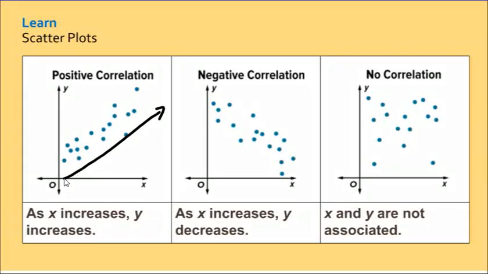Negative correlation means they are going down from left to right. So as x increases, your y decreases. Now, no correlation means they're just scattered points. There's no pattern whatsoever involved. They're not related in any way.